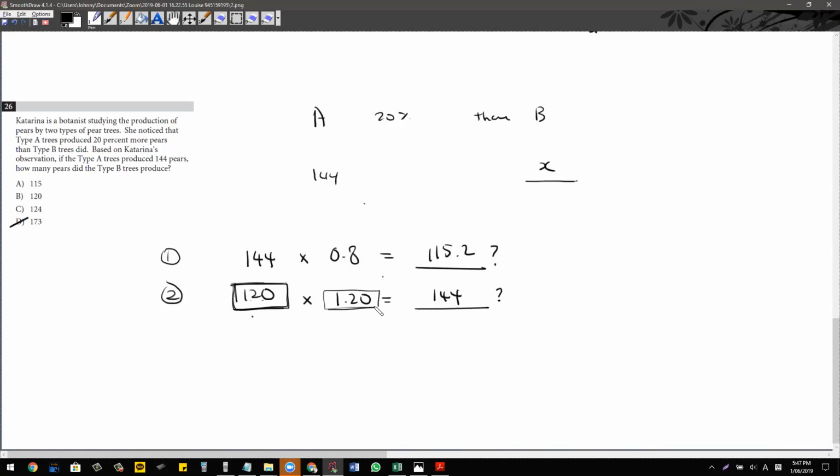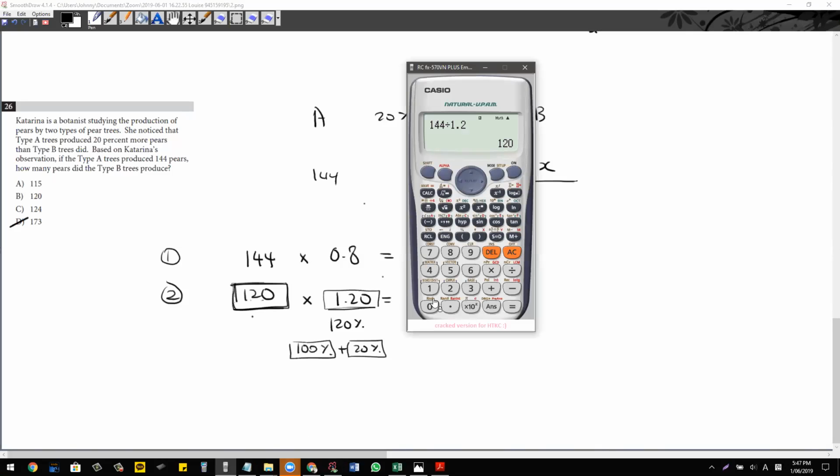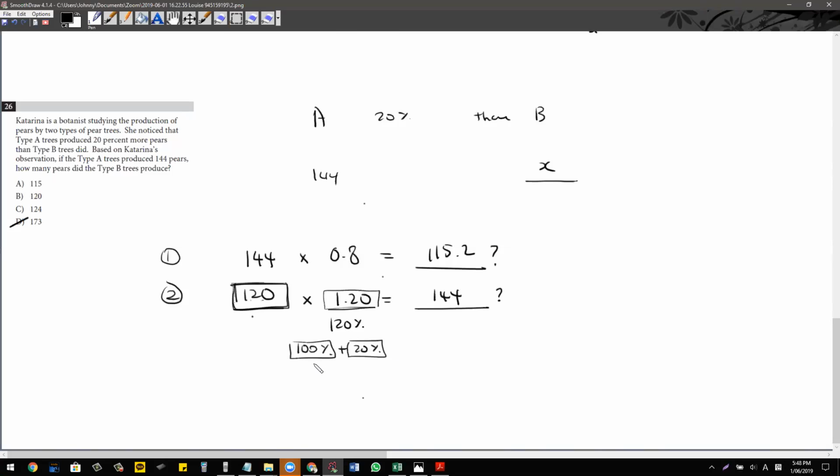Timesing by 1.2 is the same as taking 120% of that, which is made up of 100%, the original number, plus 20% of the 120. So 20% of 120 is 24. So we are adding 120 plus 24. That gives you 144, where the extra 24 pears is the 20% of 120.